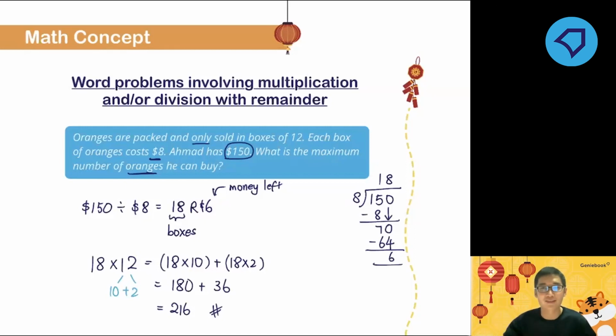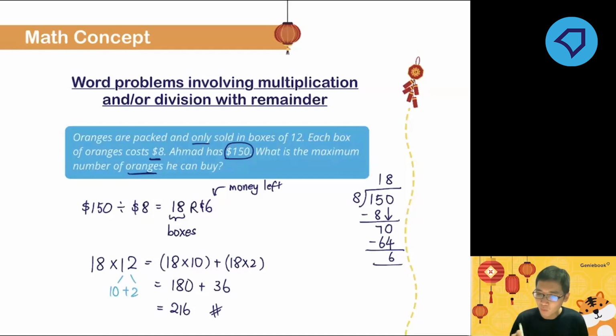No more, no less, because he doesn't have enough money to buy more oranges. I mean, he has, but because they are selling in boxes, even with the $6 left, he still cannot buy one more box. One more box costs $8. So the maximum is 18 boxes, and 18 boxes has 216 oranges.